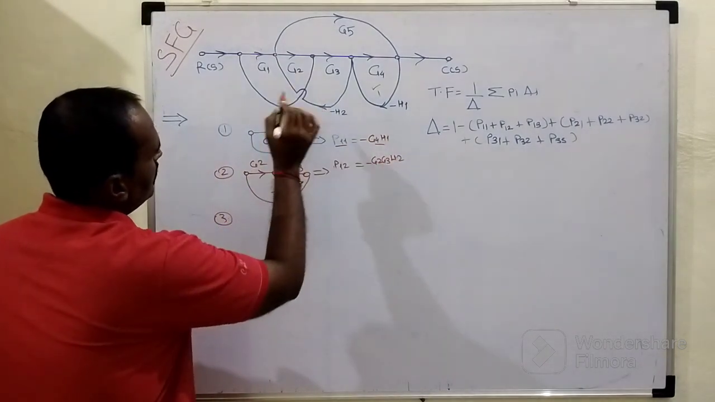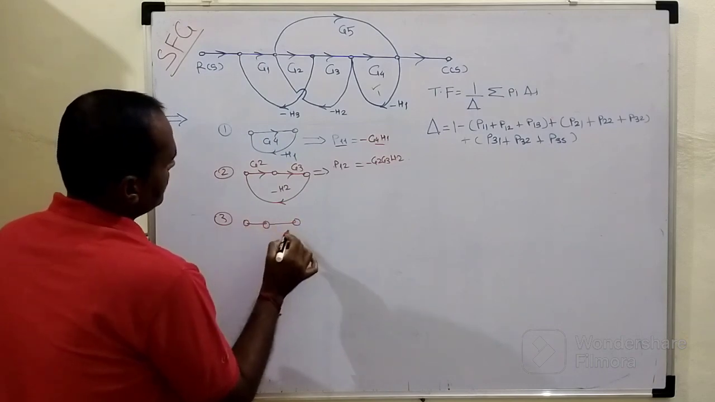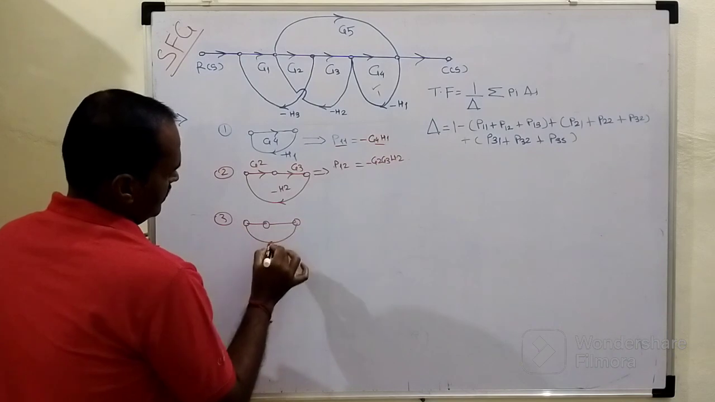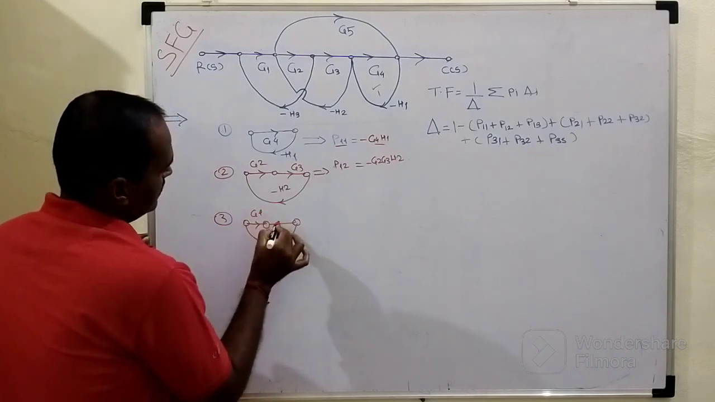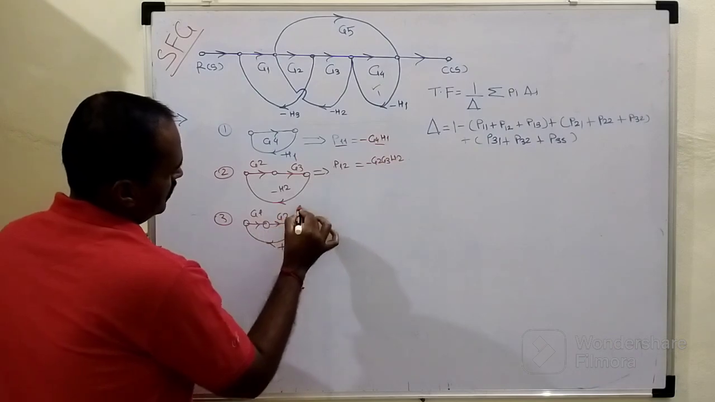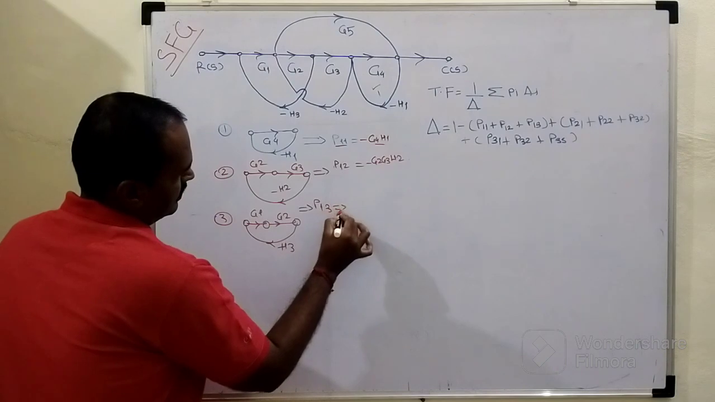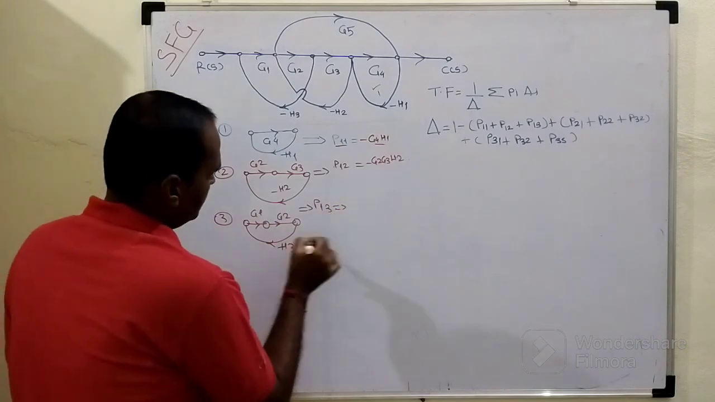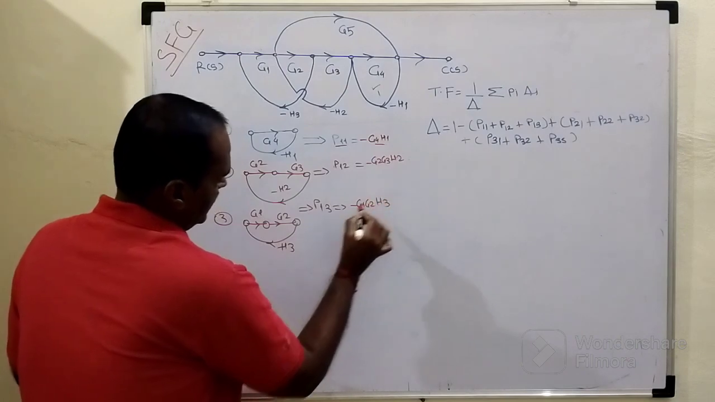The third loop belongs to this H3. How is it to be shown? Again we are having these three elements, and this is H3. The forward path gains are G1 G2. So here P13, the third individual loop gain, will become, these three elements being multiplied, minus G1 G2 times H3.